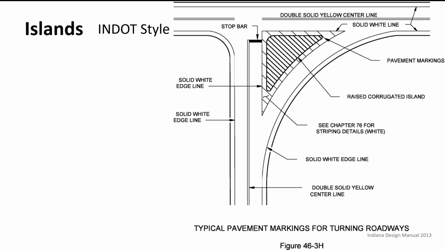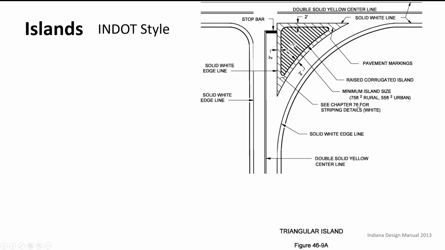So this is a close-up. Again, we're just seeing what the striping plan looks like. This is the pavement markings, as we call it, the striping plan for a road. You can see where this would be a white line, and you'd have these white diagonals painted across here. And then this darker hatching in here is the actual constructed island. In a rural situation, they're going to use a raised corrugated island. I've got a picture of that coming up.